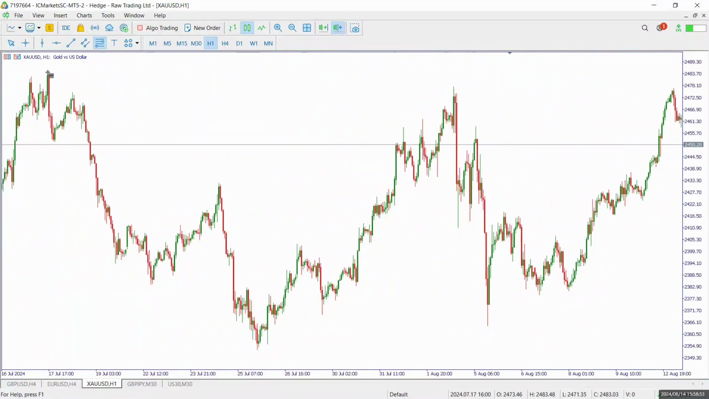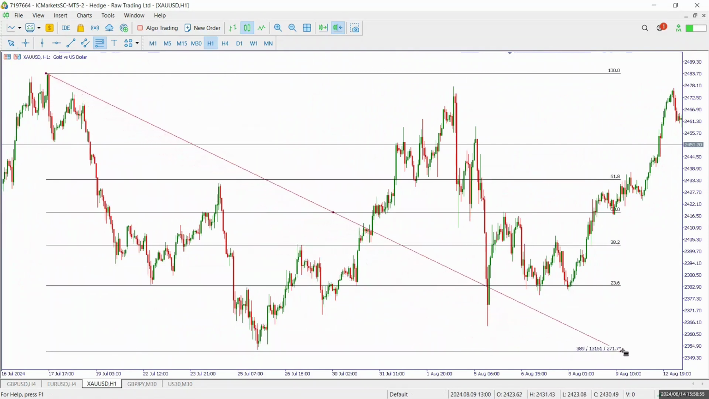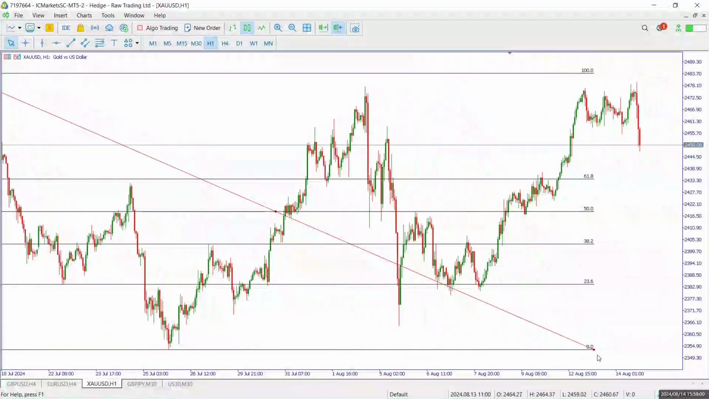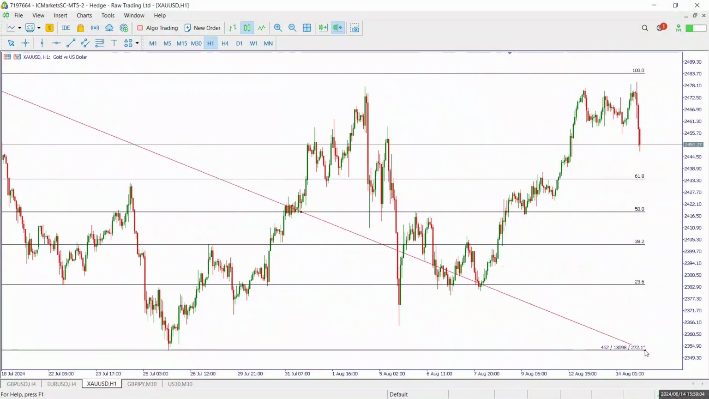Okay, let's break the Fibonacci. Highest point, lowest point. Let's stretch it a bit. Okay, so price is currently trading around the take profit level. Okay, so take profit will get its pinpoint, without any iota of doubt.